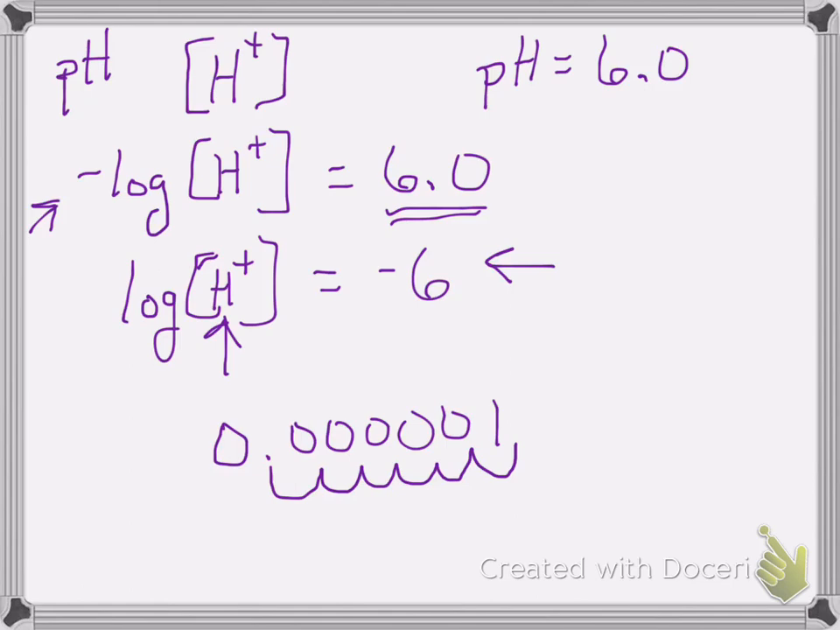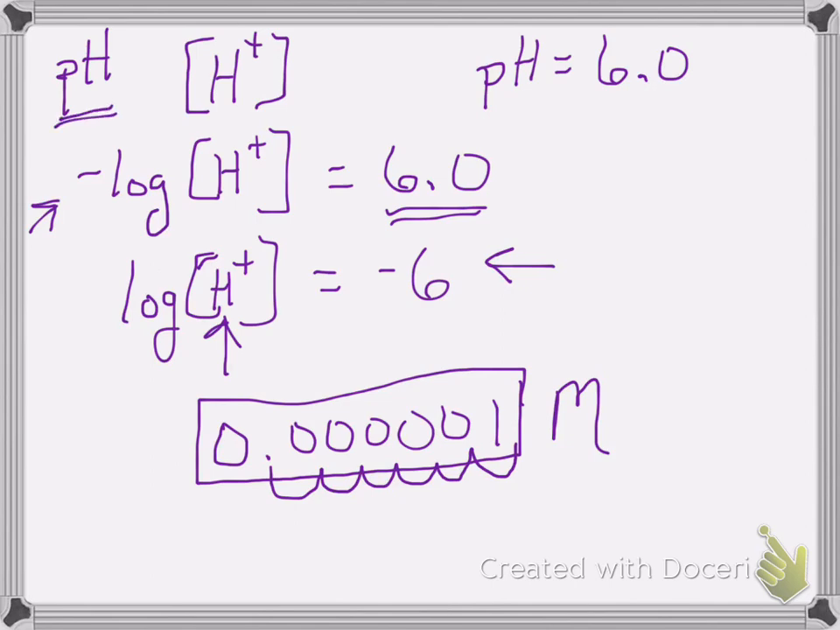And so what this means is the hydrogen ion concentration is this, and that is actually in molarity. So it's in M, because we already know it's hydrogen ion concentration, shown in molar. So the hydrogen ion concentration at a pH of 6 is 0.000001. And that's just done by this equation, because pH stands for the negative log of the hydrogen ion concentration.